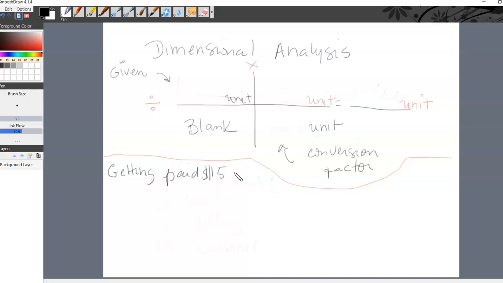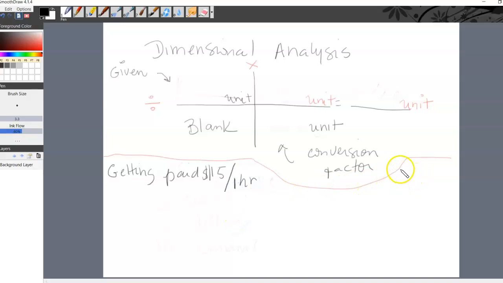Because do you get paid $15 for a whole year? Do you get paid $15 for a month? Right? You need to have here telling you for how long. Okay, you get paid $15 per hour. So I'm just going to put HR representing hour and 1 representing per 1 hour.